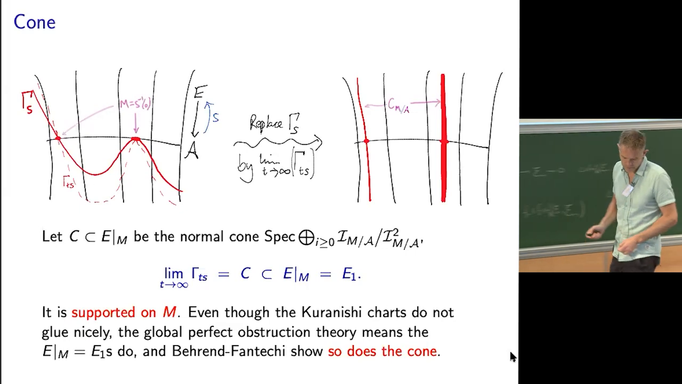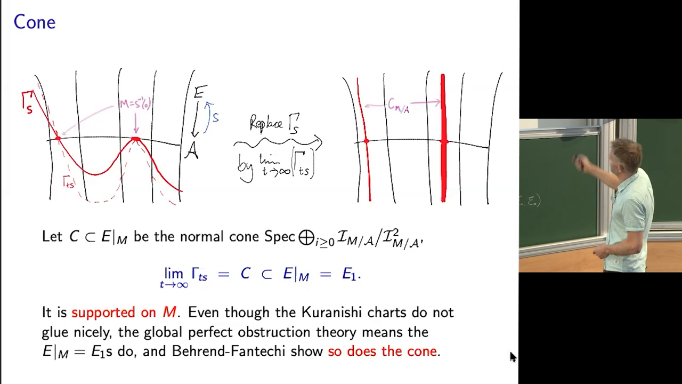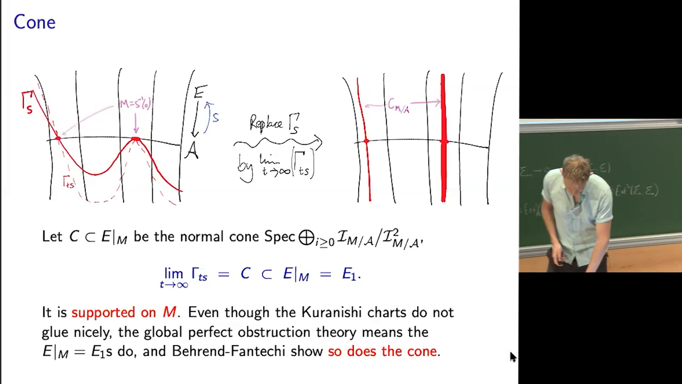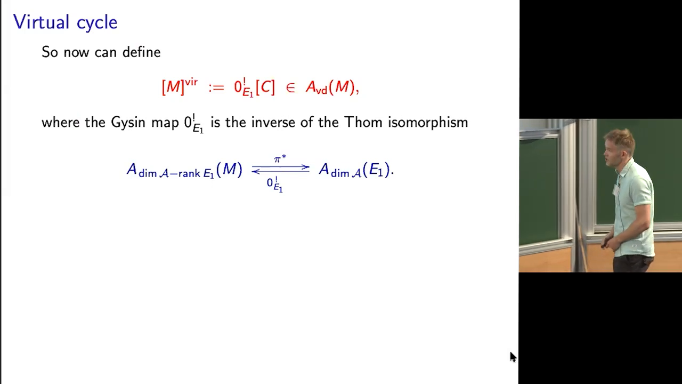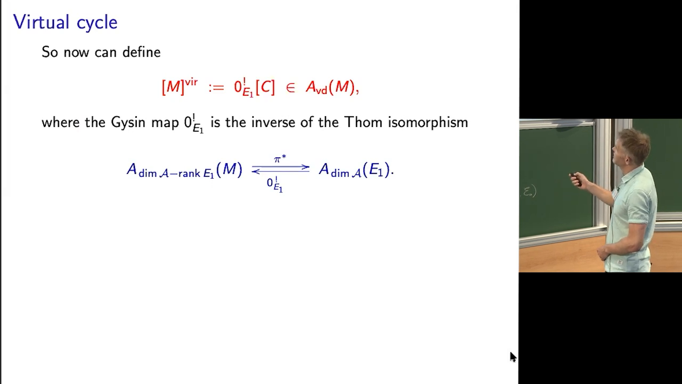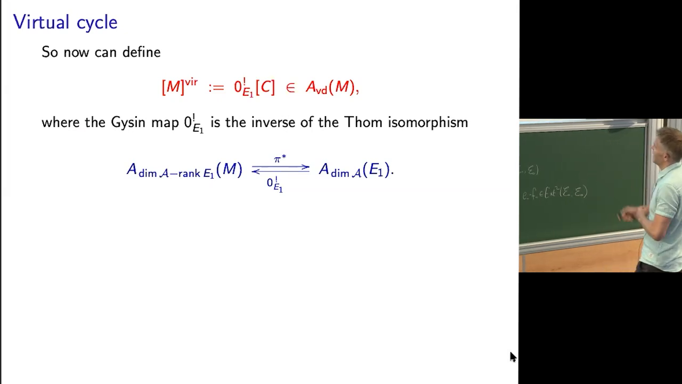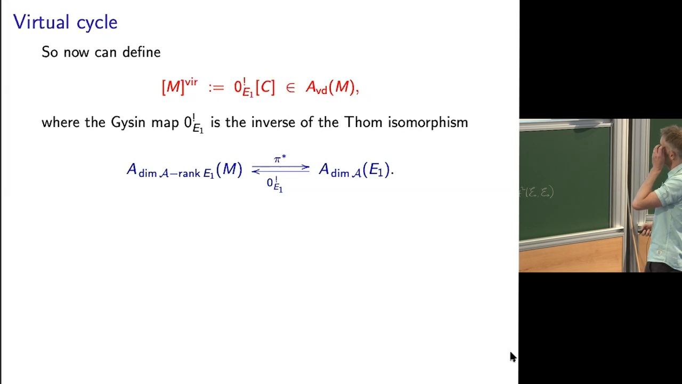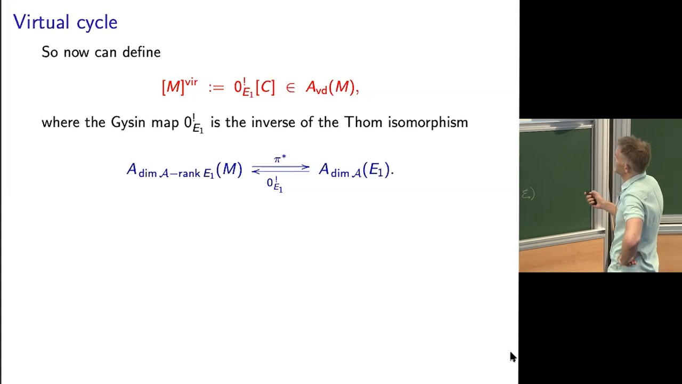And now what we're going to do is, instead of intersecting the graph with the zero section, we're going to intersect this cone with the zero section. And that will be the virtual cycle. So the definition of the virtual cycle is that you intersect the cone with the zero section of E1. And this intersection is called a Gysin map, and it's defined again by Fulton and MacPherson. It's in Fulton's book. One way of defining it is the inverse of the Thom isomorphism.